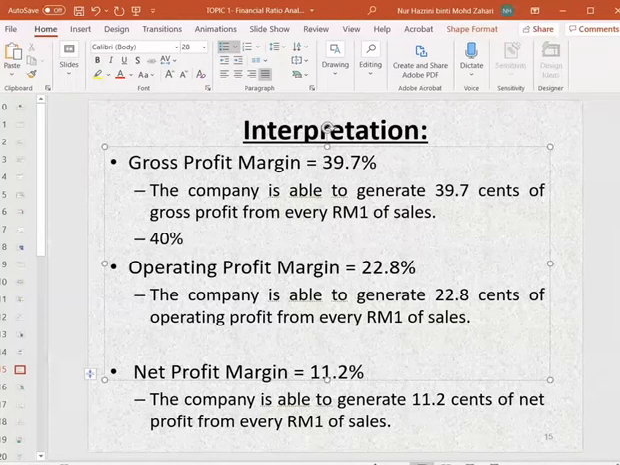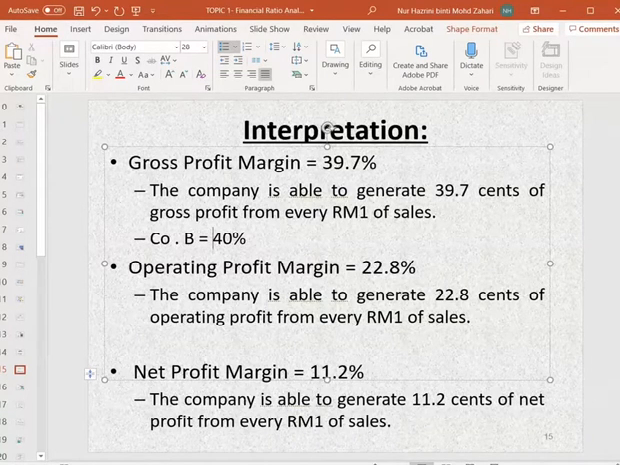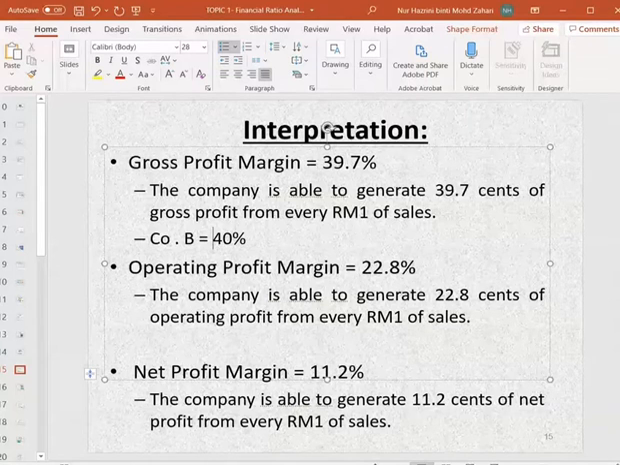Let's say company B. If company B's gross profit is 40%, it means that company is doing better. You can only generate 39.7 from 1 ringgit of sales, but the other company can generate 40 cents from every 1 ringgit of sales. Even though it's not a very huge difference, company B is still doing better.